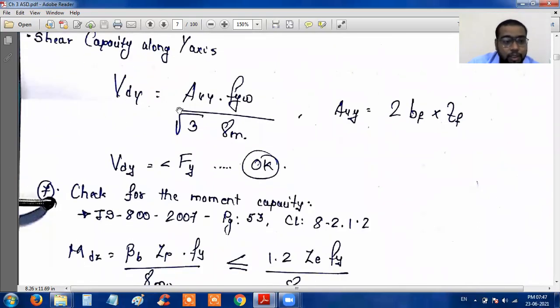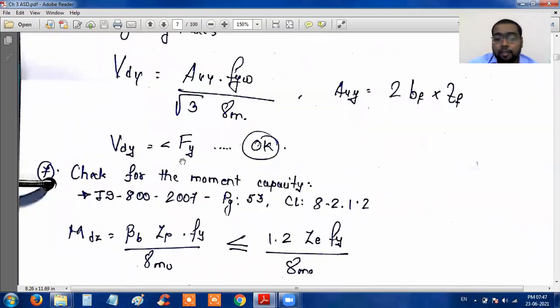After finding out the shear capacity along the y direction, it should be greater than Fy. Capital Fy means the load in the y direction that we calculated earlier. Okay, so it must be less than or equal to the shear capacity. Then your section is safe.